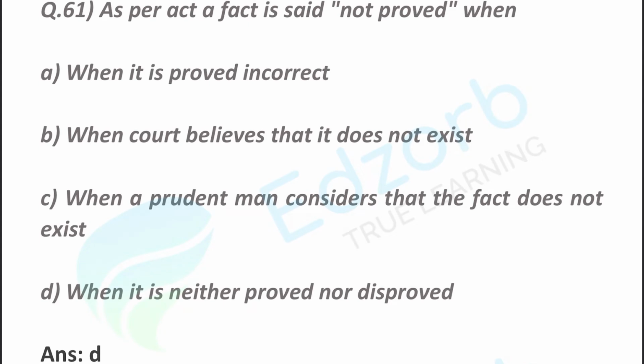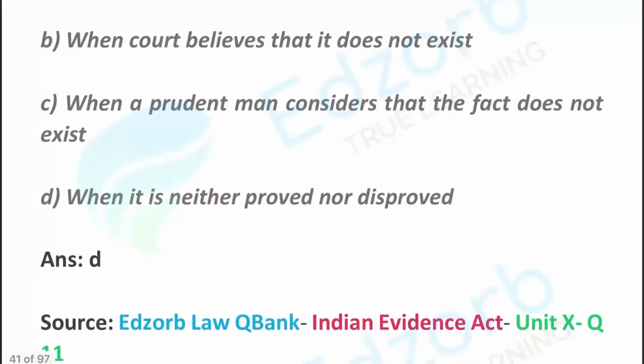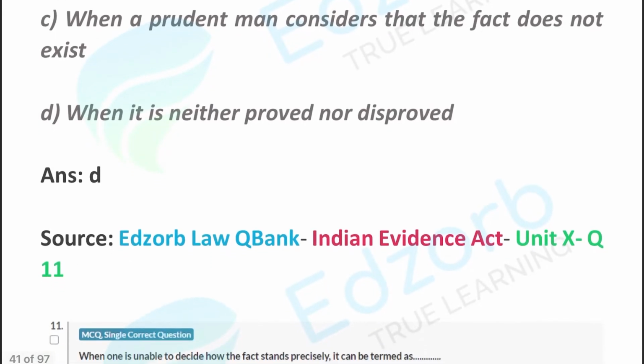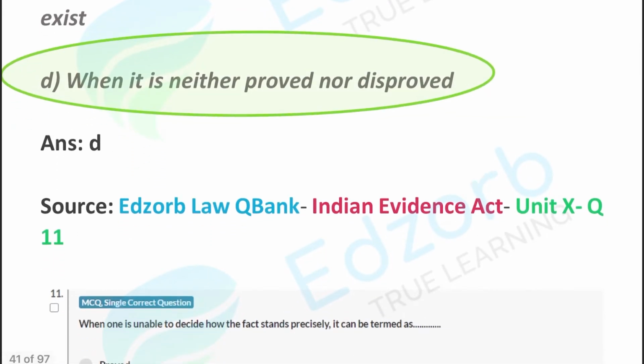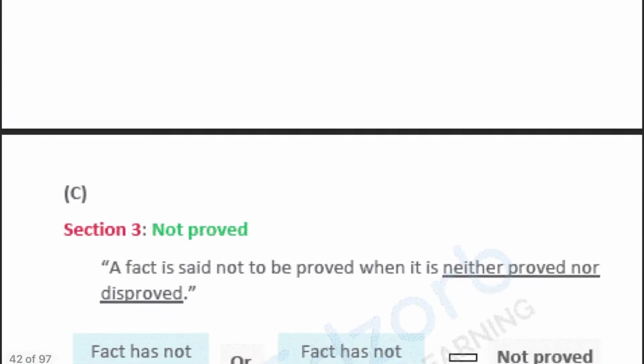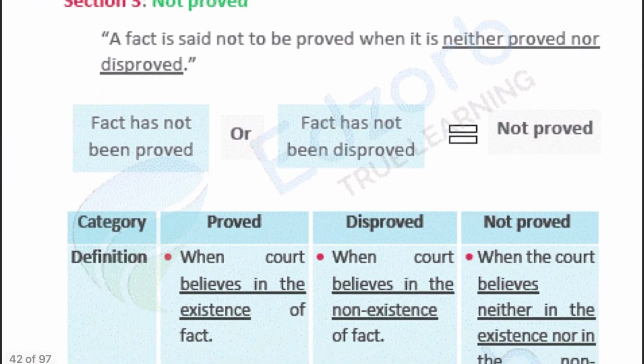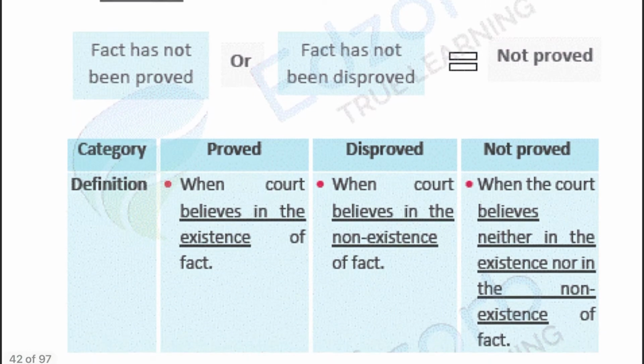So from question number 61, we start our journey into the Evidence Act. I am sure after reading question number 61, you were directly able to relate it with section 3 of the Evidence Act. So the correct answer here was D. Now as you can also see, we had this covered in our question bank. So a fact is said not to be proved when it is neither proved nor disproved. I am positive it is etched in your memory.